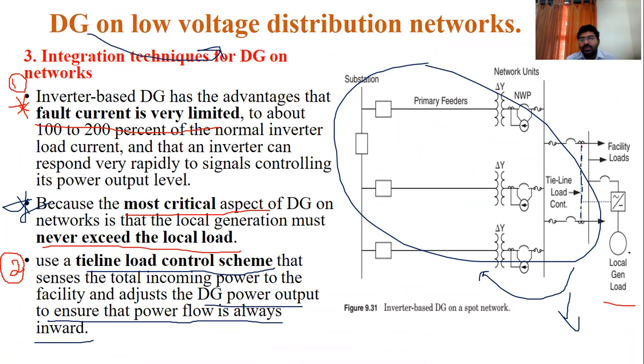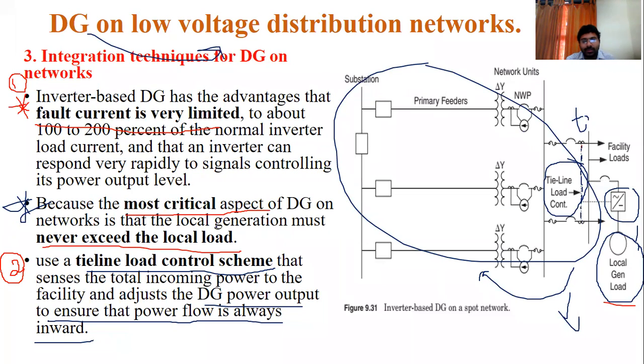What are the different techniques? We are using inverter based generation, in accordance with the tie line. This is the tie line. Why inverter based? What is the reason for inverter based? To limit the fault current.